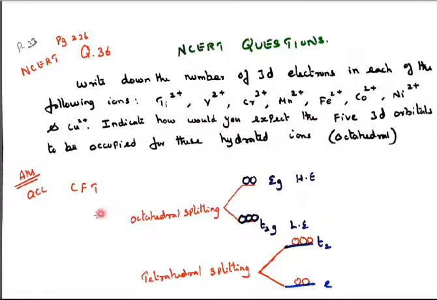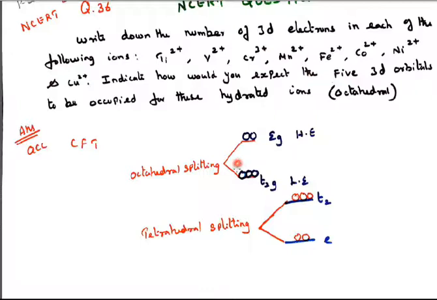So in crystal field theory, there is octahedral splitting and tetrahedral splitting. In octahedral splitting, t2g is lower in energy and eg is higher in energy. In tetrahedral splitting, e should come down and t2 should go up. But in octahedral splitting, g should come, whereas in tetrahedral, g should not come.